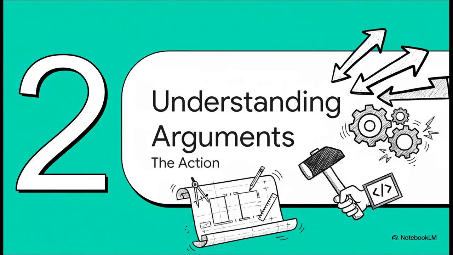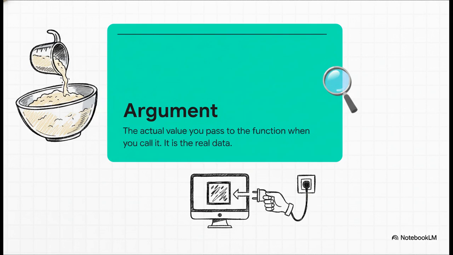Okay, so we've got our blueprint all planned out with its parameters. Now it's time to actually build something. It's time for action, and this is where arguments come into play. We're shifting from planning to doing. An argument is the actual, real-deal value that you give to the function when you tell it to run, when you call it. That empty labeled box we talked about? Well, the argument is what you actually put inside it.